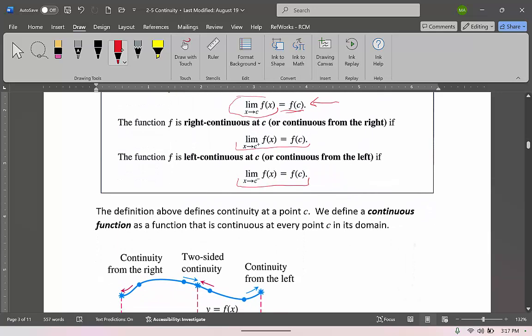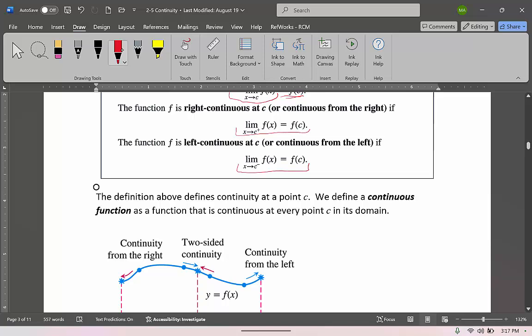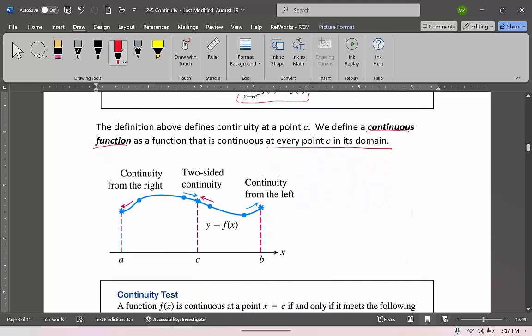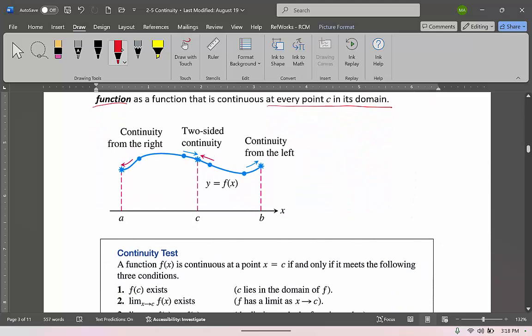All right. So the definition above defines continuity at a point c, and we define a continuous function as a function that is continuous at every point in its domain. Okay, so if it's continuous at every point in its domain, then we have a continuous function. Okay, and so here's just that picture of continuity from the right, continuity from the left, and two-sided continuity.